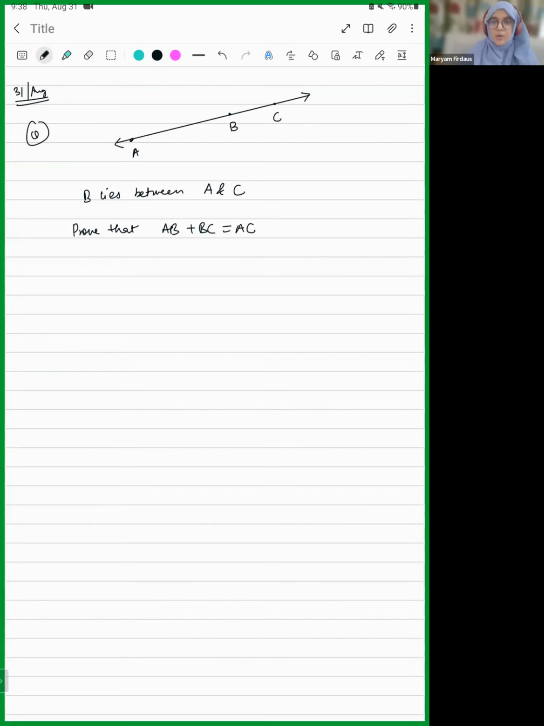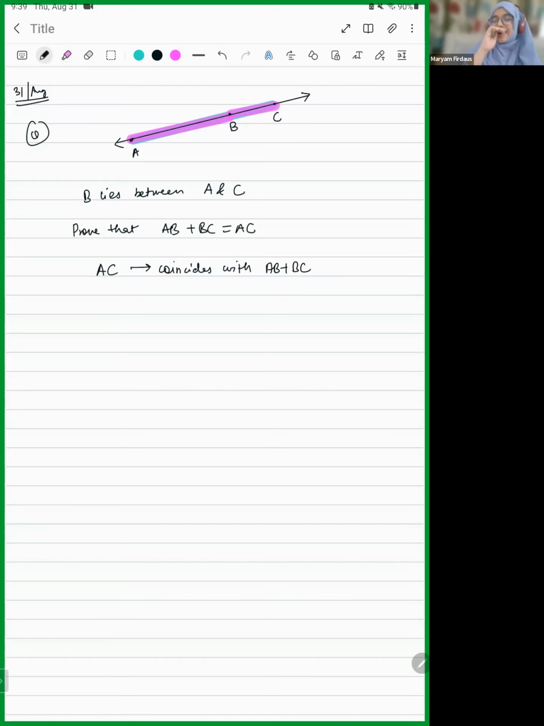So how do we do this? We can say that AC coincides with AB plus BC. This is AB plus BC. So we can see that AC coincides with AB plus BC.